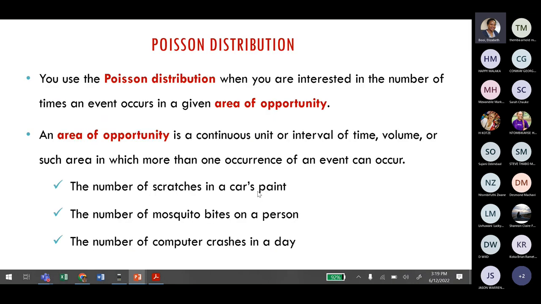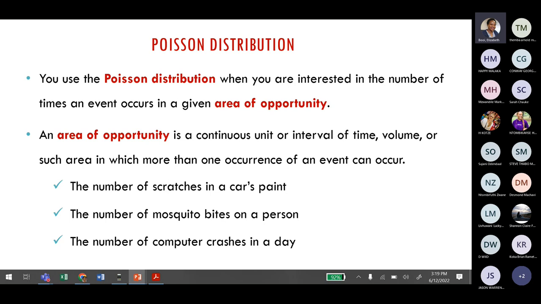Okay, so what is a Poisson distribution and what do we use it for? We use the Poisson distribution when we are interested in the number of times an event is happening in a given area of opportunity. How do we define an area of opportunity? It is a continuous unit or an interval of time, volume, or such an area in which more than one occurrence of an event can occur.